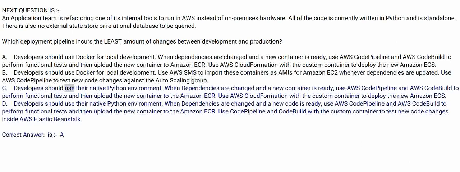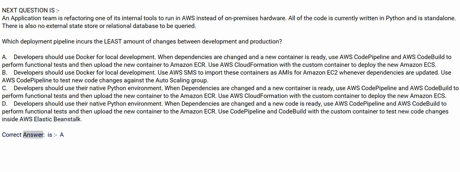C. Developers should use their native Python environment. When dependencies are changed and a new container is ready, use AWS CodePipeline and AWS CodeBuild to perform functional tests and then upload the new container to the Amazon ECR. Use AWS CloudFormation with the custom container to deploy the new Amazon ECS. D. Developers should use their native Python environment. When dependencies are changed and new code is ready, use AWS CodePipeline and AWS CodeBuild to perform functional tests and then upload the new container to the Amazon ECR. Use CodePipeline and CodeBuild with the custom container to test new code changes inside AWS Elastic Beanstalk.